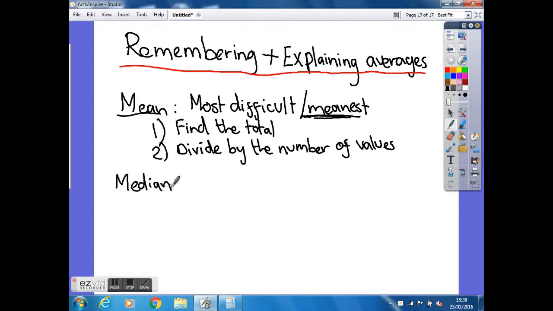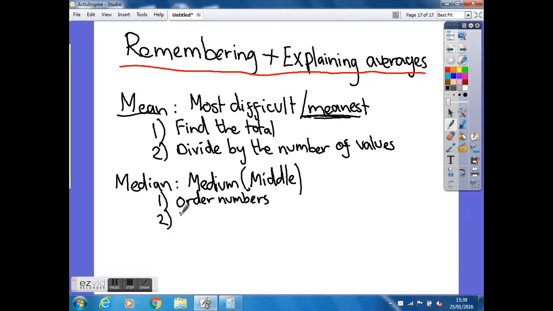Now taking this one, the word itself again is actually very similar to the word medium. And medium is defined as the middle. And that's exactly what you're looking at when you're trying to work out the median. You're looking for the middle number. So if you remember from that one, the first step is to order the numbers. And the second is to find the middle number.